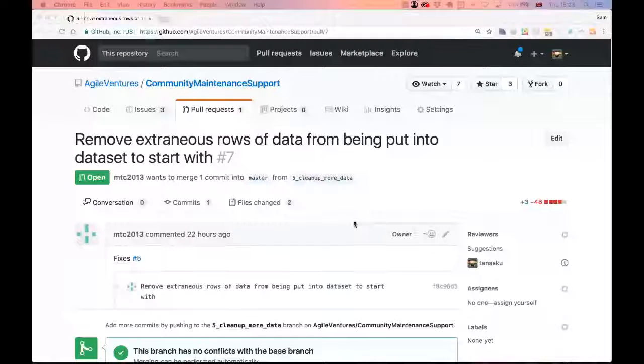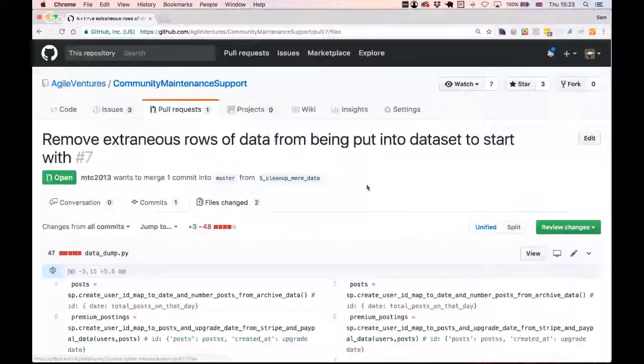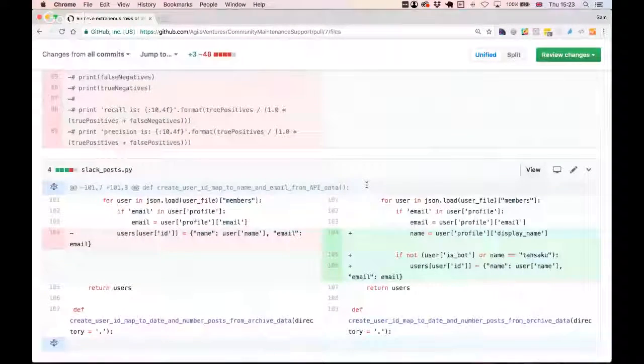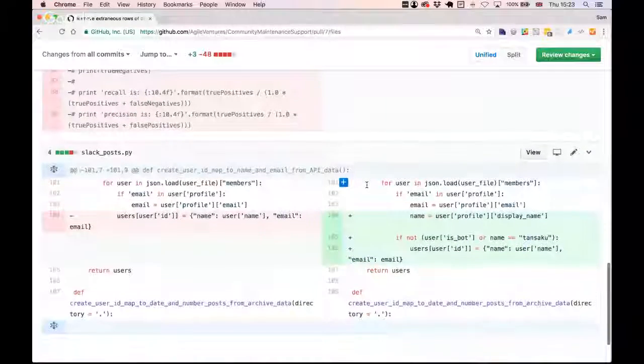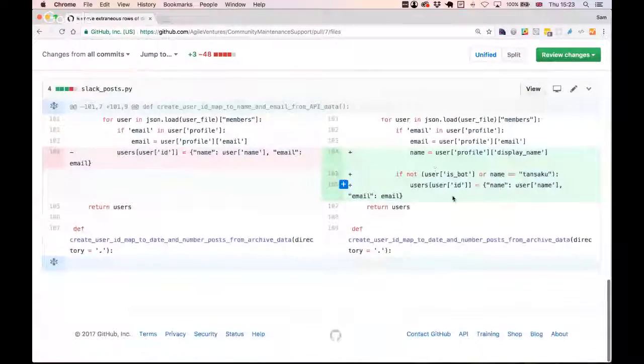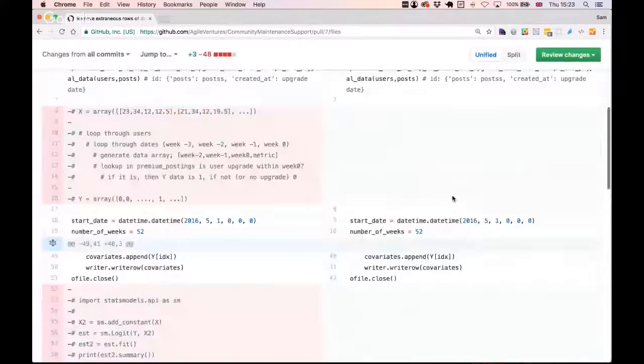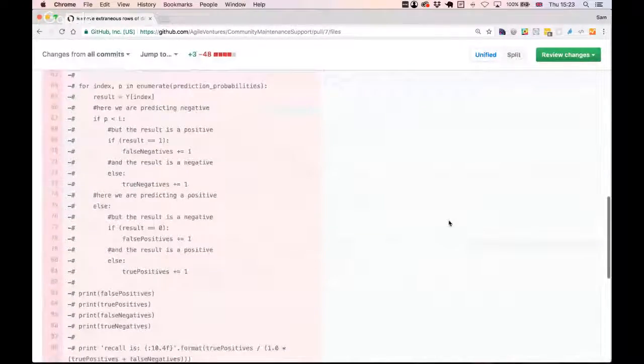Yeah, so let's bring that up. New pull request. Okay, yeah, remove extraneous reserve from being put into the dataset to start with. So this is to remove bots and things? Bots and you. Right. And okay. Yep. But this is now Python rather than R. That's just generating that CSV file that you were saying that then the R system interprets.